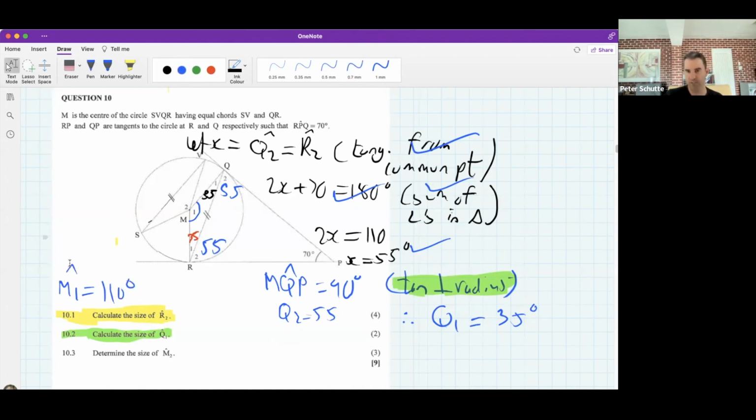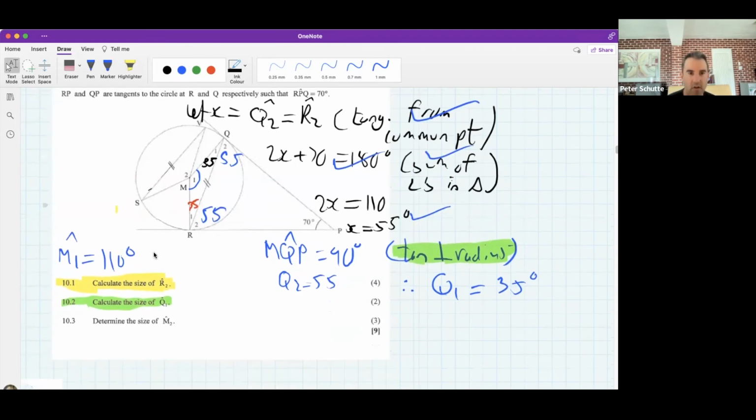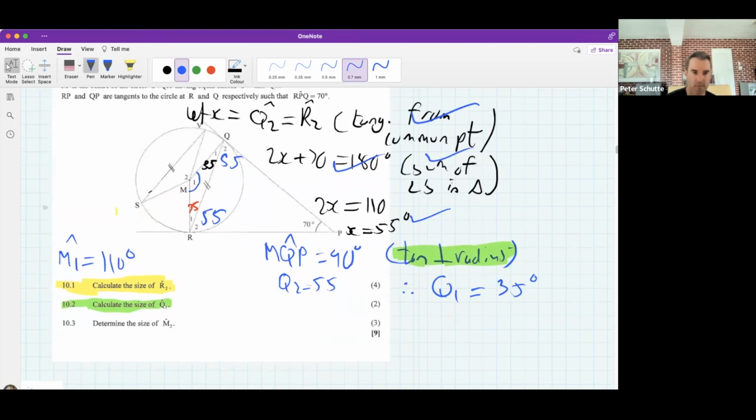Now, what I want to know from someone else is how do I connect M1 to M2? I see Leseko's hand is up. Maybe Leseko has an idea. From earlier on, I remember that equal chords subtend equal angles. Because SV is equal to RQ, that means M1 and M2 are equal to each other, which means M2 is also 110. So basically M2 is 110, equal chords, equal angles.